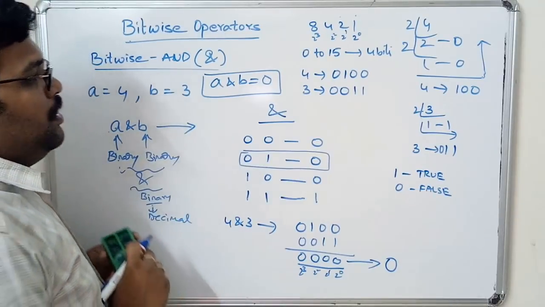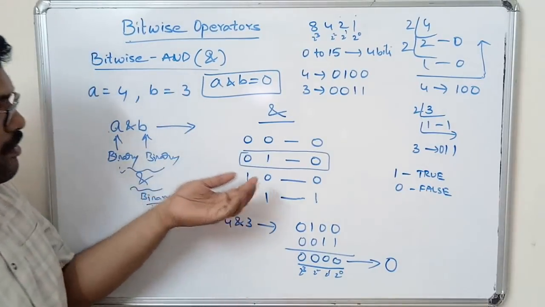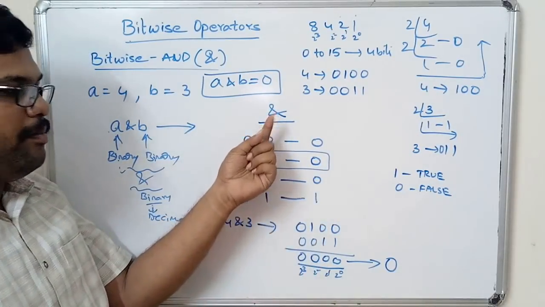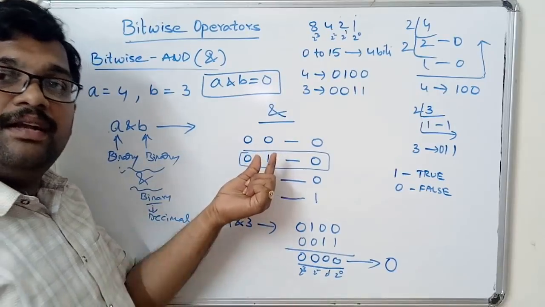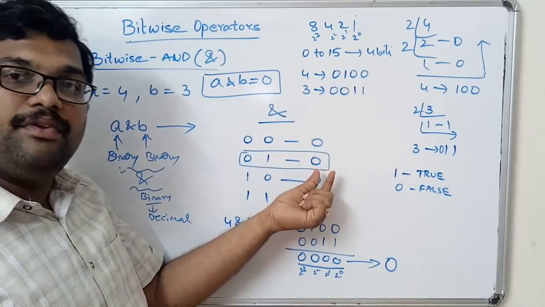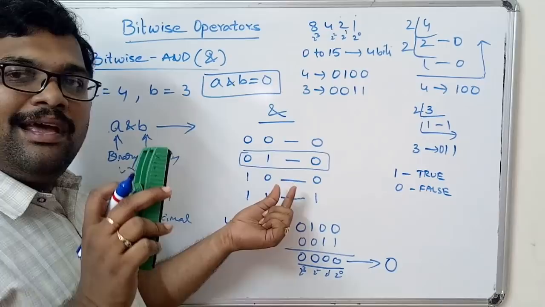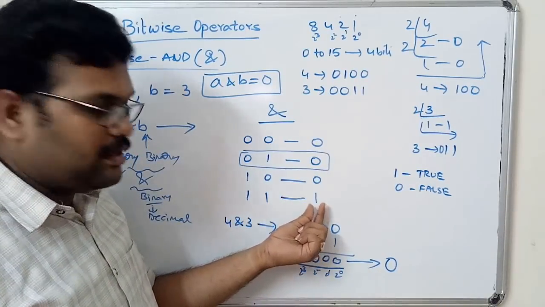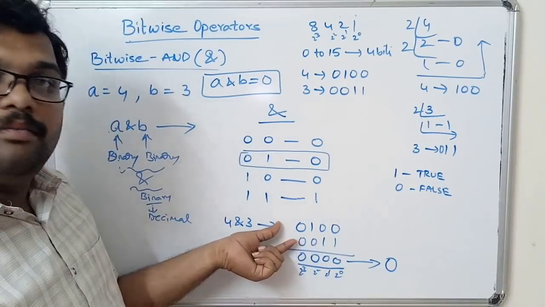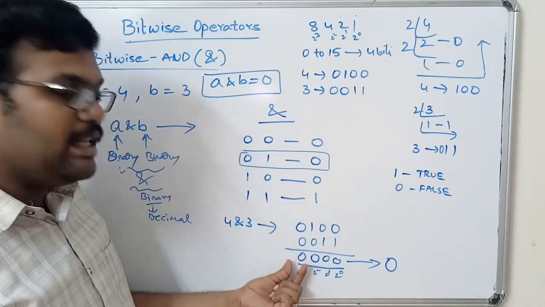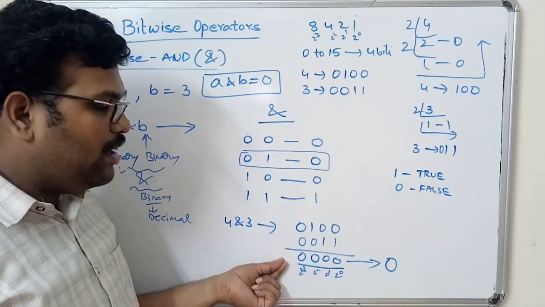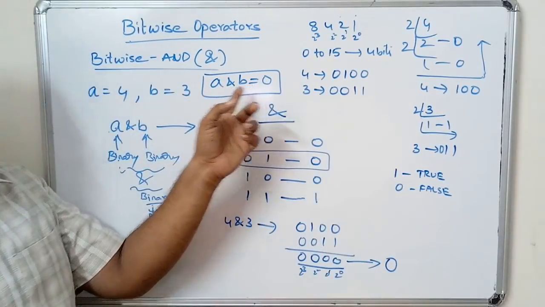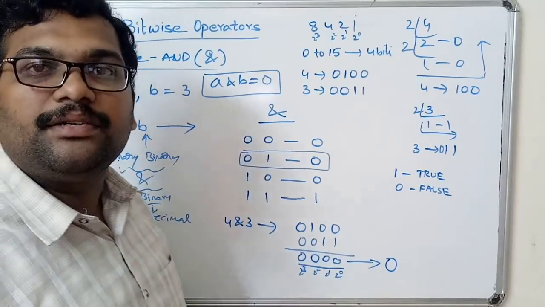Right? So the procedure is, we need to convert into binary and then apply the AND operation. That means if any one is false, automatically the resultant will be false. If both are true, then only we get true as the resultant. Applying this to both binary equivalents, we get the binary resultant. Then we convert it into decimal, that is 0. That will be the answer for A and B. That is the bitwise AND operation.